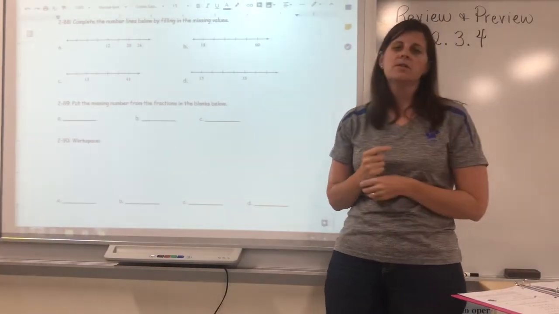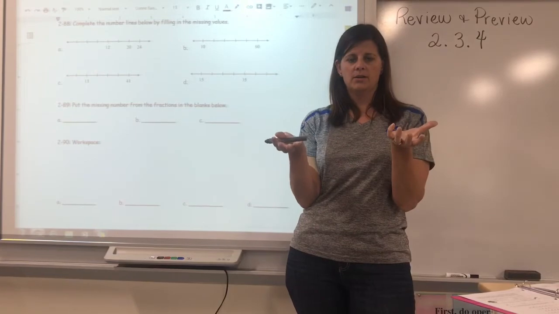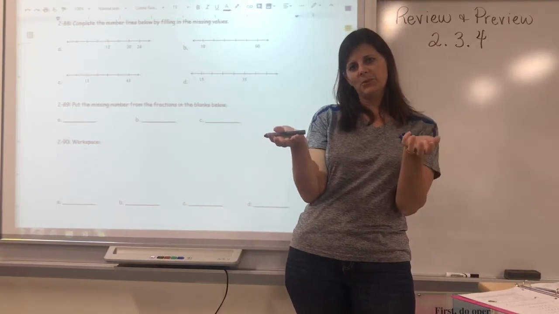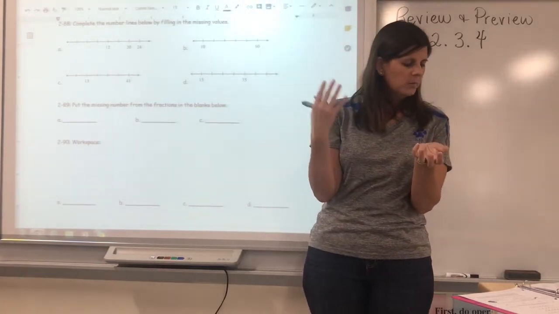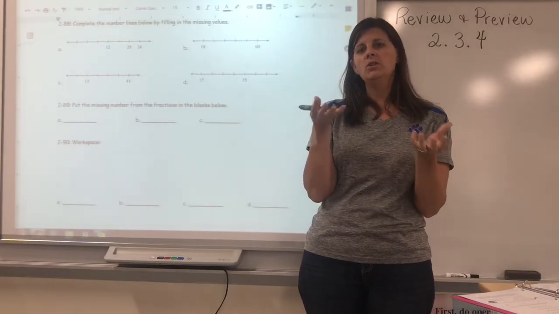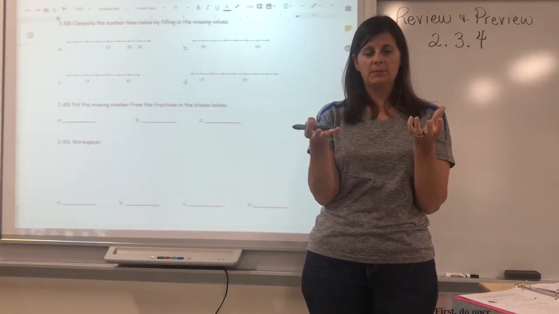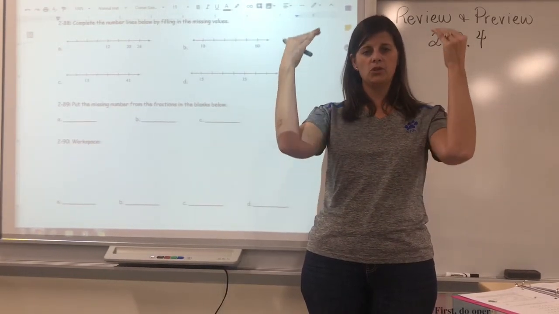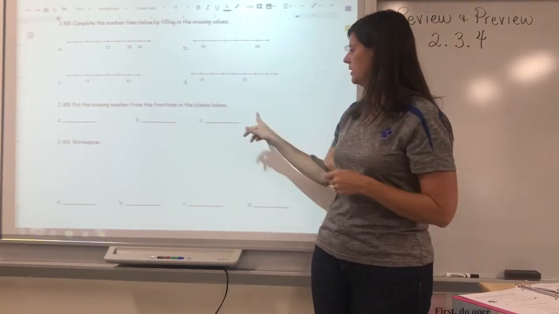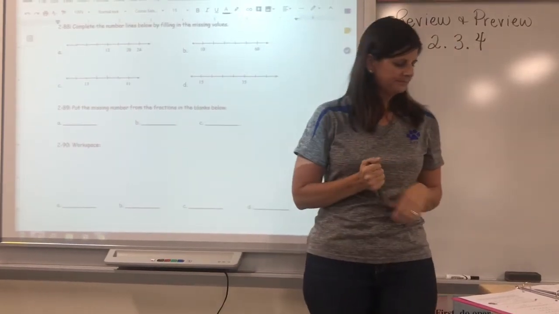What you need to do is to figure out, okay, if I know both denominators, how do I get from 8 to 32? Or how do I get from 100 to 10? Once you know how that change takes place, you make the same thing happen to the numerators. And that's what will give you this missing number.